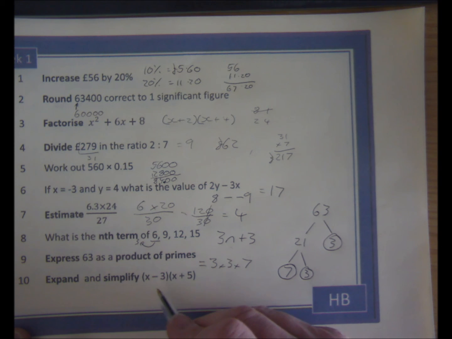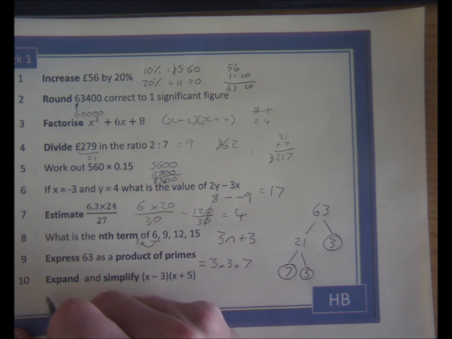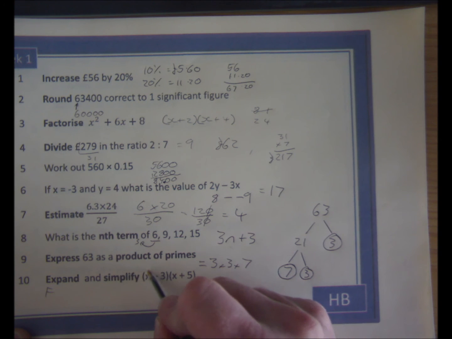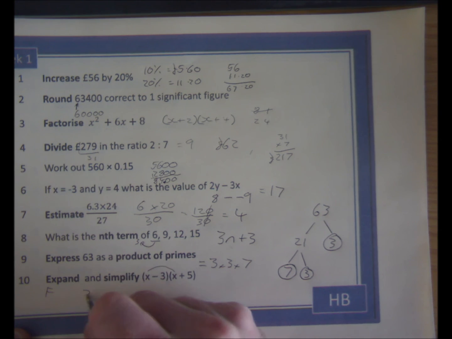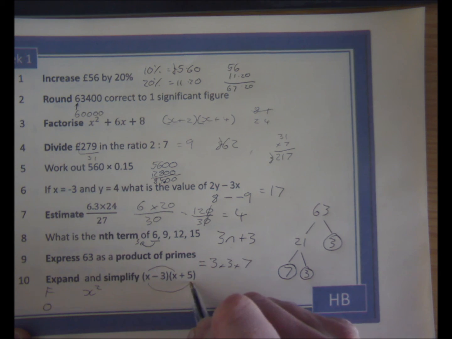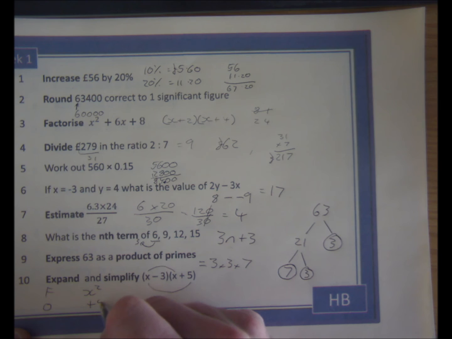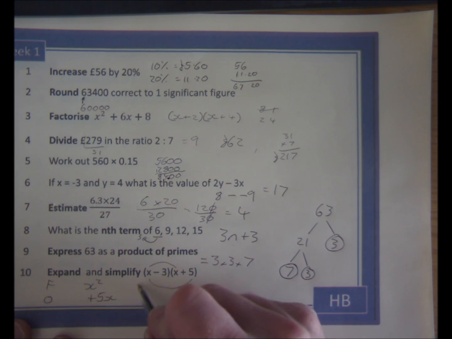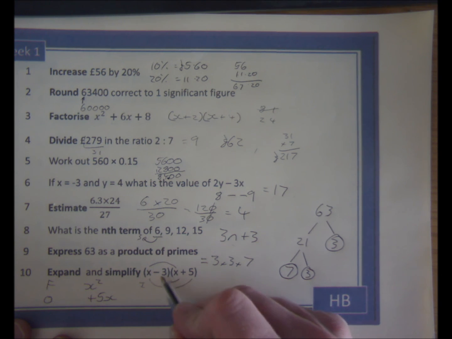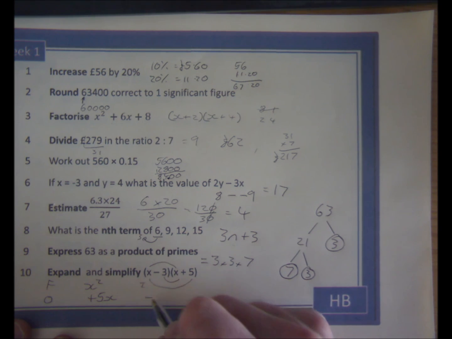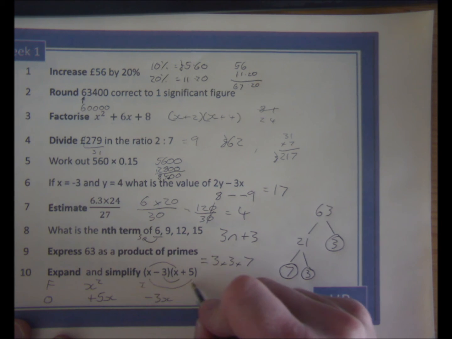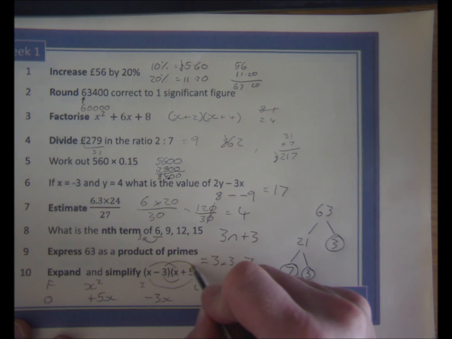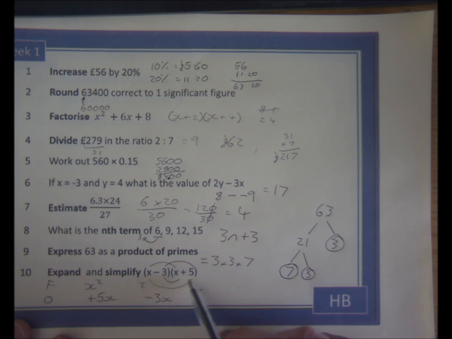Expanding the brackets, I'm going to use FOIL. F stands for the first terms. x times x is x squared. O is the outside ones. x times 5 is plus 5x. I is the inside ones. Minus 3 times x is minus 3x, and L stands for the last terms, which will be minus 3 times 5, which is minus 15.